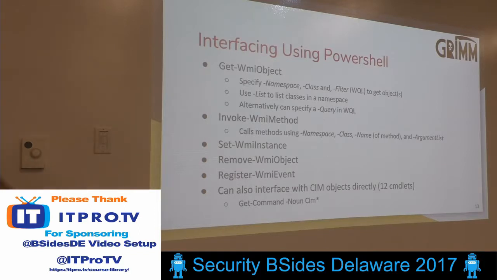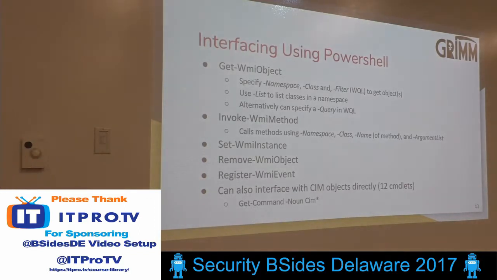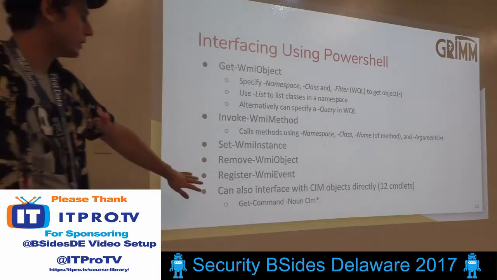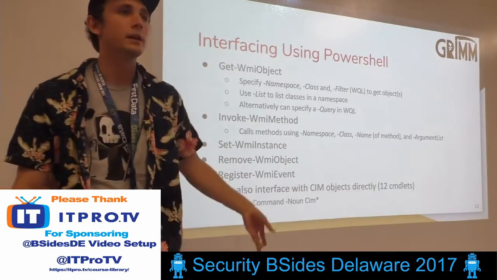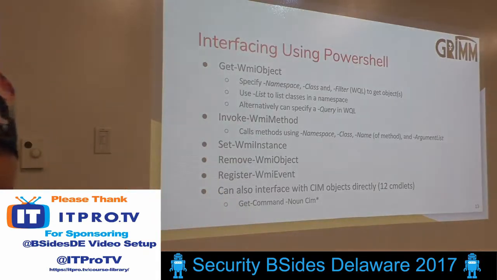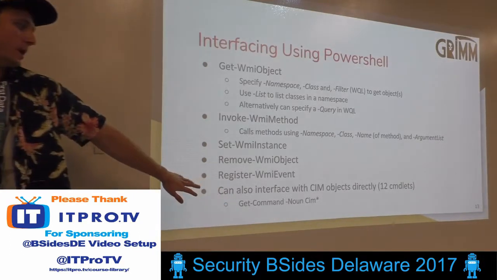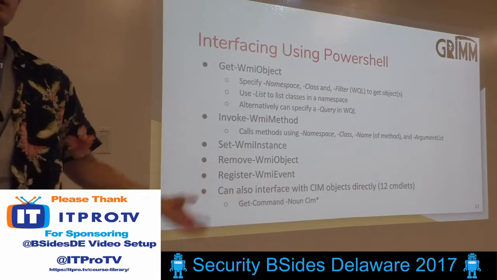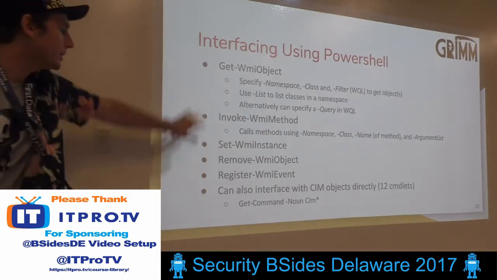Register-WmiEvent. You can actually register local events to monitor for on the local PowerShell console. There's a way to do that persistently that we'll talk about later. And you can also interface with these Common Information Model objects directly. So this is how you would interface with them remotely. You'll have to start up a CIM session. You can do this command, Get-Command -Noun CIM*, and that will get you all the commands for CIM. I'm not going to be talking about those series of commands. We're only going to need the ones up here.